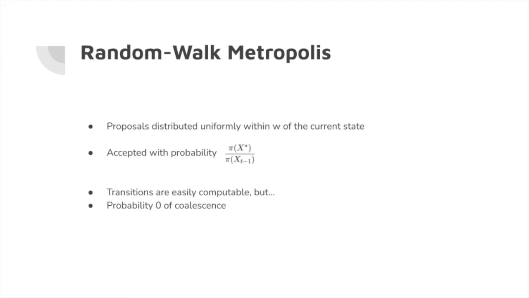We'll be choosing a proposal distributed uniformly at random within a distance w of our current state. We accept it with the traditional Metropolis probability as opposed to Metropolis-Hastings, because we assume that the target distribution is symmetric. And that's nice in the sense that the transitions are easily computable, but there's actually a probability of 0 of exact coalescence just because we're pulling from a continuous distribution for our proposals.